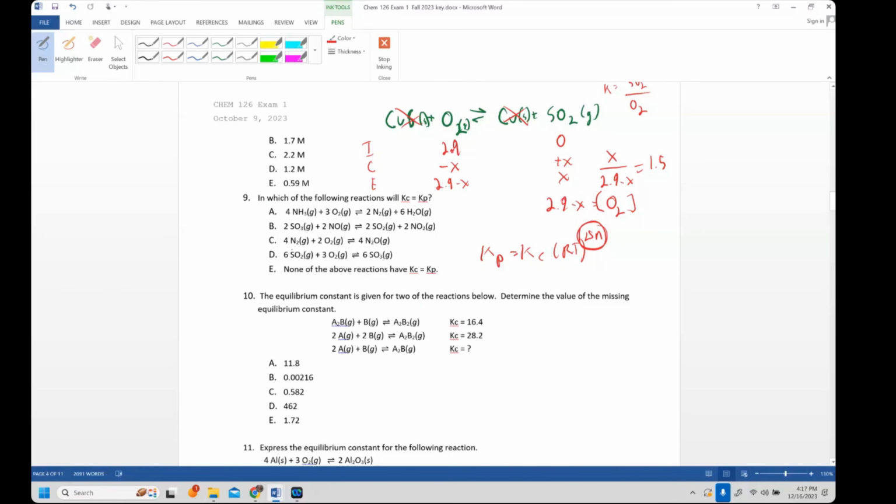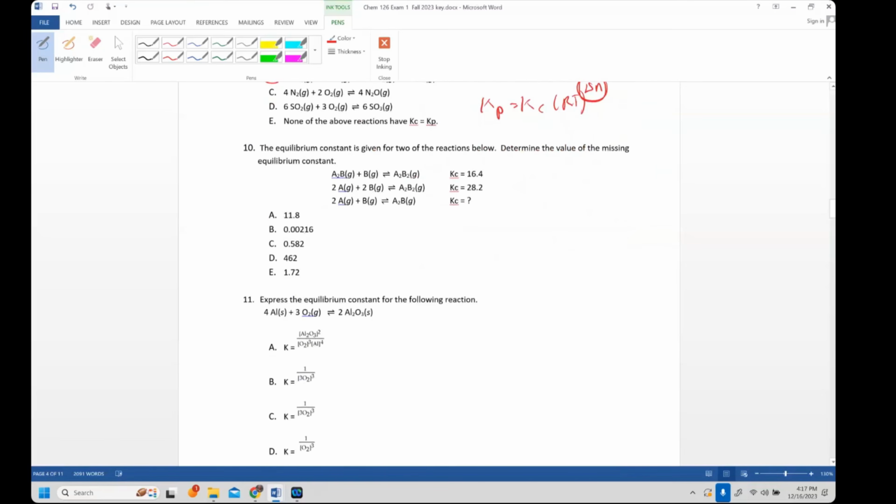So we can simply count gas moles. For A, we have 7 on the left, 8 on the right. So they won't be equal. They'll be different. For B, you have 4 on the left, 4 on the right. That's good. So that's your answer. And then C doesn't work. You have 6 and 4, and then you have 9 and 6. Okay. So B is your answer.